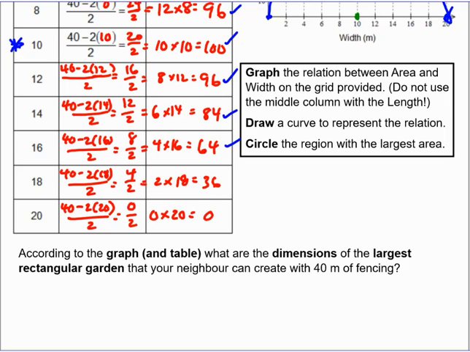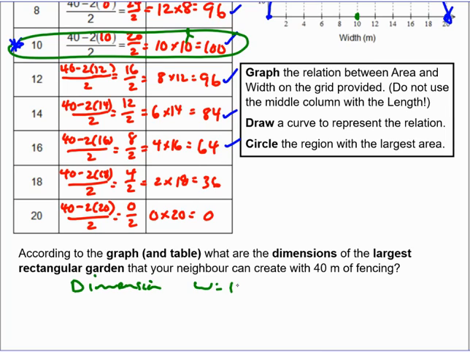Okay, so if 10 was the width and 100th was the column, what was the length then? It was 10. All right, so what are the dimensions? The dimensions are a width of 10 meters and a length of 10 meters.